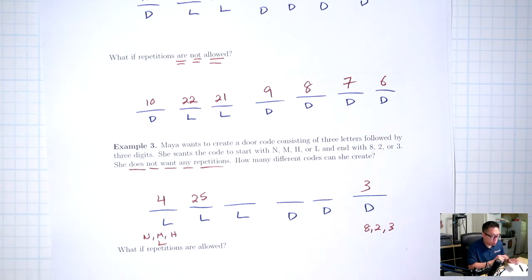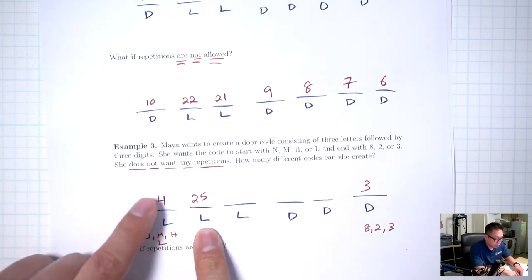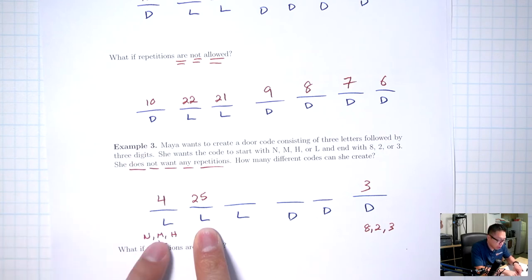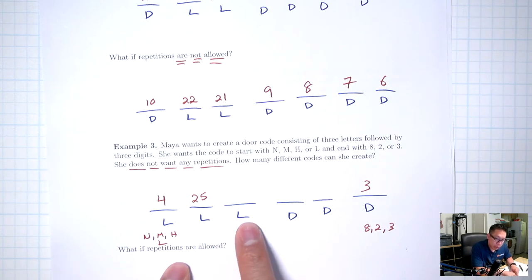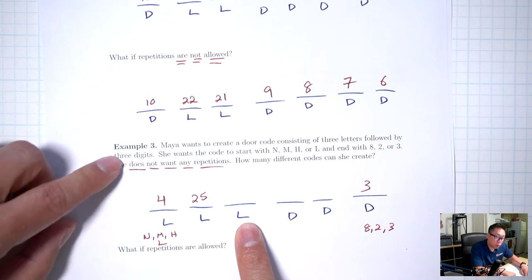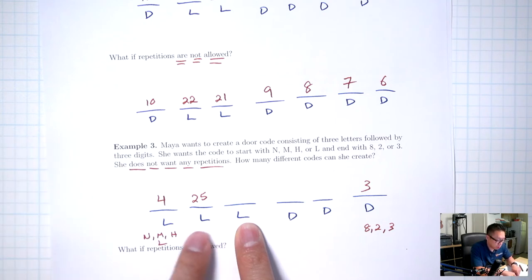And that's because normally it's the full 26, but because I don't want repetitions, I already used a letter here in the first blank, which means I'm down by 1 to 25. Next letter, right? Normally it would be the full 26, but because I don't want repetitions and I've used 2 letters already, I should be down by 2 to 24.